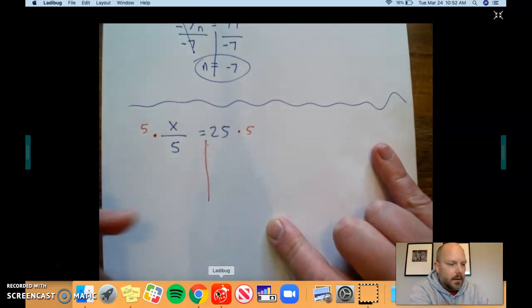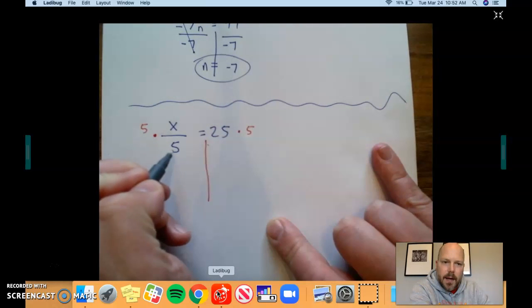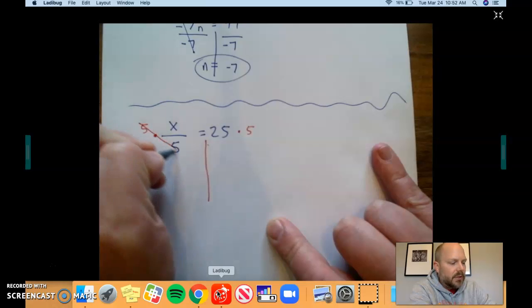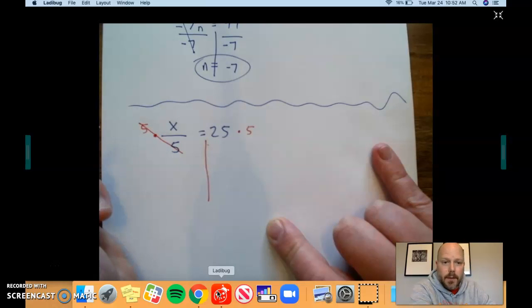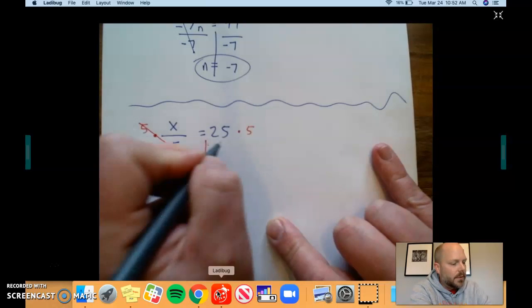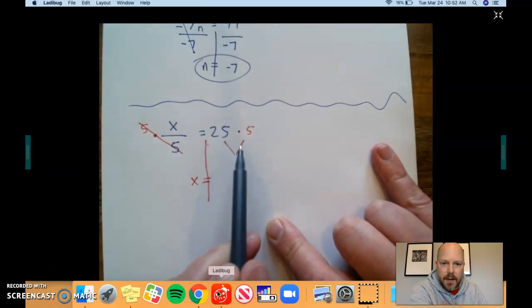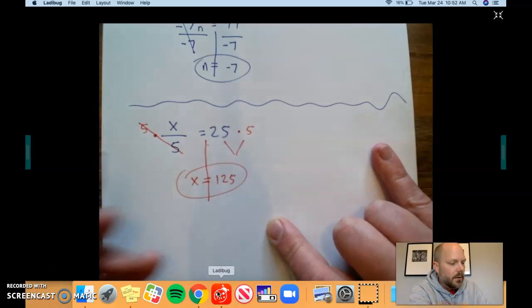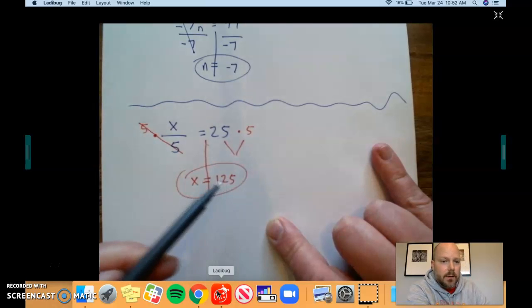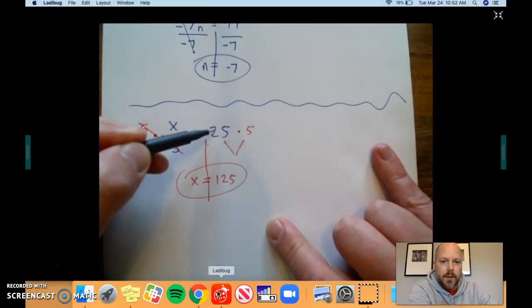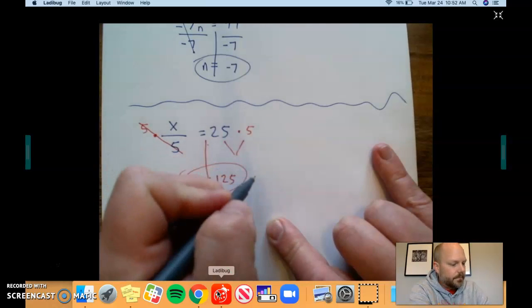Okay? Now because this 5 is in the denominator on the bottom, when we multiply this, they actually cancel out to be 1. And that's what we want. So we bring down our x equals, and then 25 times 5 is 125. And I can check my answer. 125 divided by 5 equals 25. So I know that I'm right.